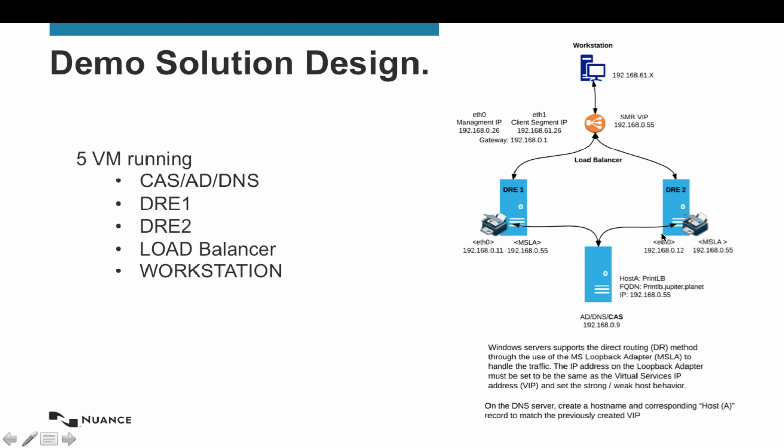These are a couple of important points, and one other point to take note of is that on the DNS server I have manually configured a host A record with a name matching the load balancer's network name, which in my case is printlb, print load balancer, and the FQDN of printlb.jupyter.planet, which is my domain, jupyter.planet, and the IP of 192.168.0.55. So this is a manually created DNS record on my DNS server so that the clients can resolve to this IP.